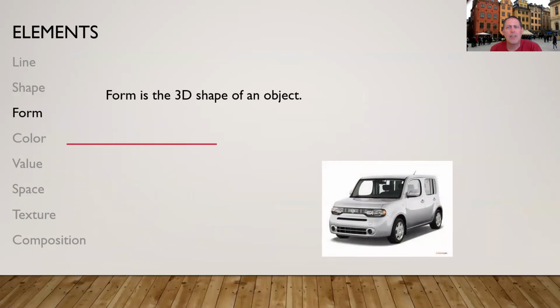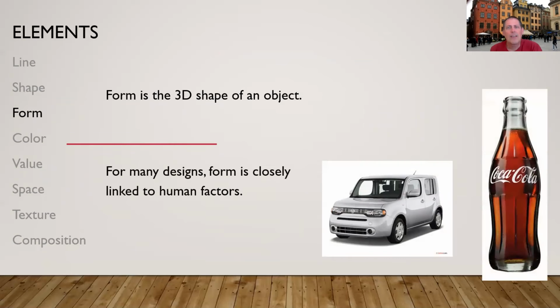So form takes the shape to the next level. It's the 3D shape of an object. For many designs, the form is closely linked to human factors. The classic Coke bottle, it's an iconic image now, and it's got some ribs on there that kind of have a neat feel on the hand, but it also gives you a little bit of gripping ability of that. And the size of the bottle is determined by the size of a typical hand. So there's human factor relationships there.